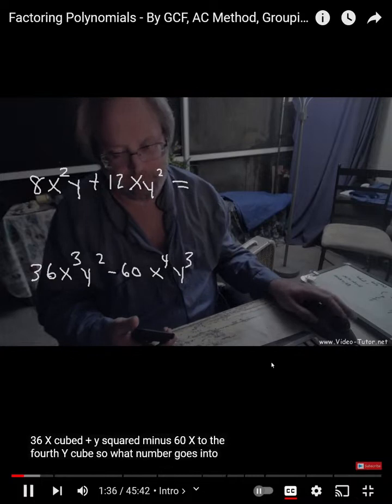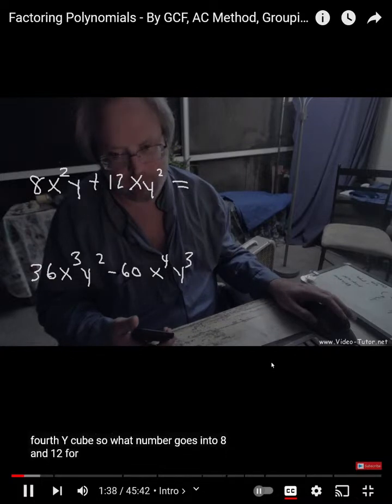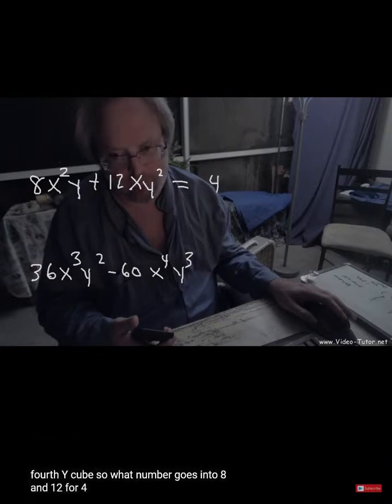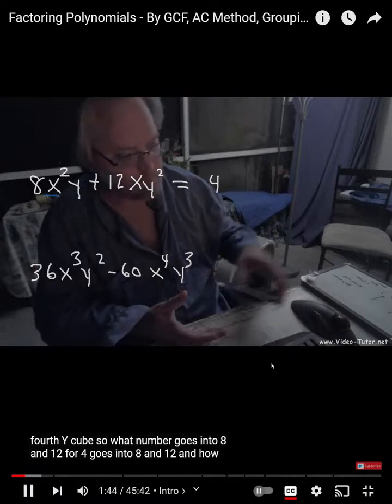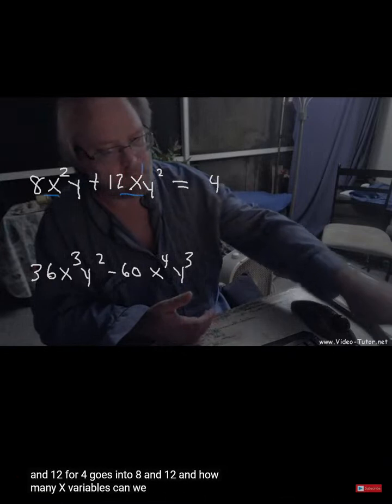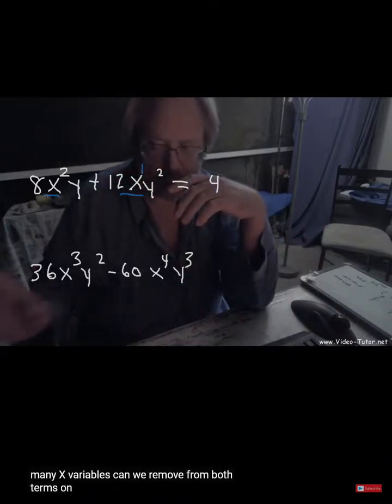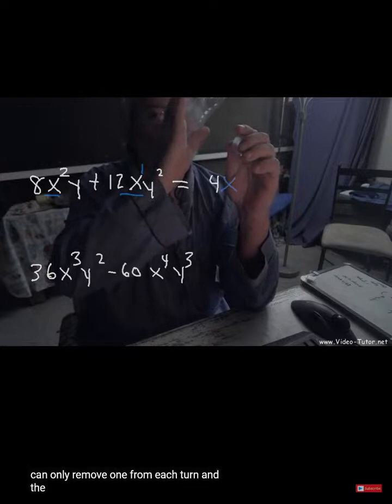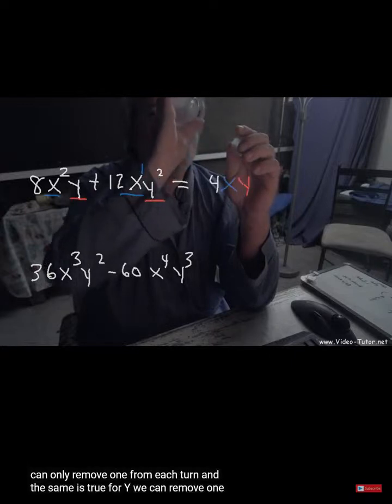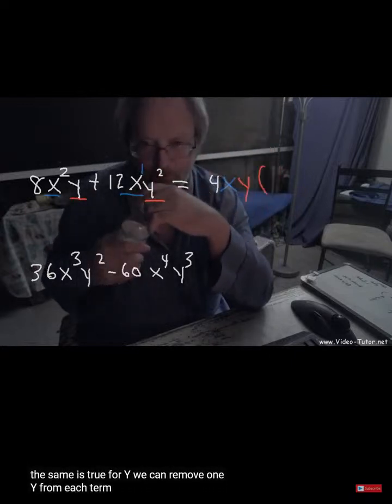So what number goes into 8 and 12? 4. 4 goes into 8 and 12. And how many x variables can we remove from both terms? On the left side we have 2 x variables, on the right we have 1, so we can only remove 1 from each term. And the same is true for y. We can remove 1 y from each term.